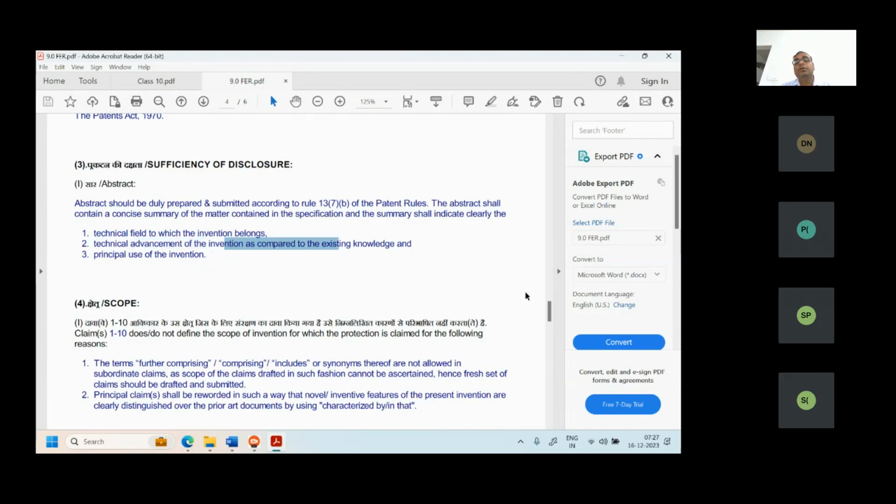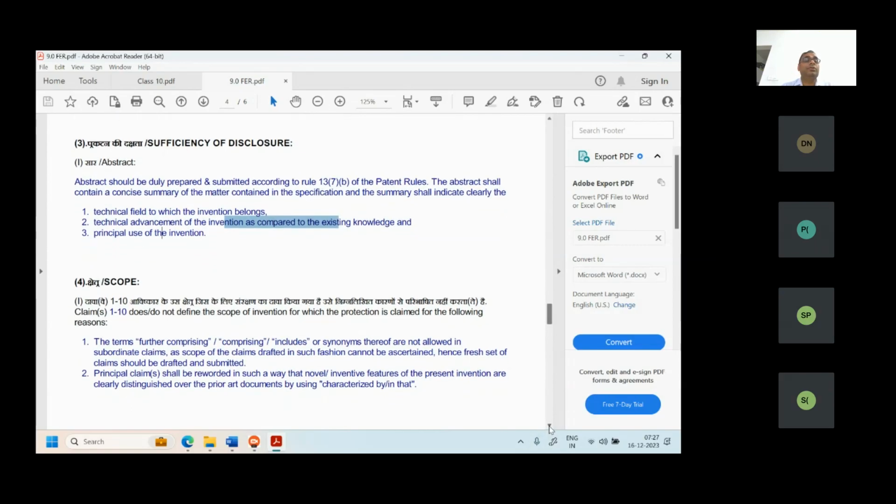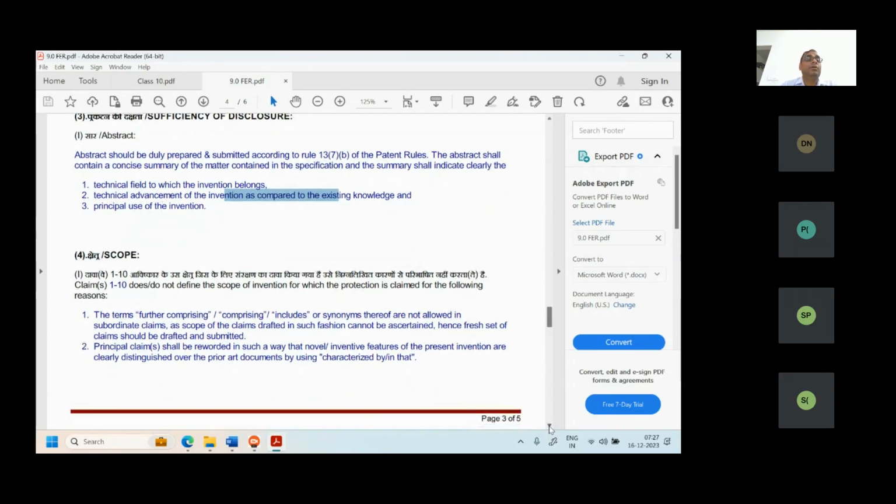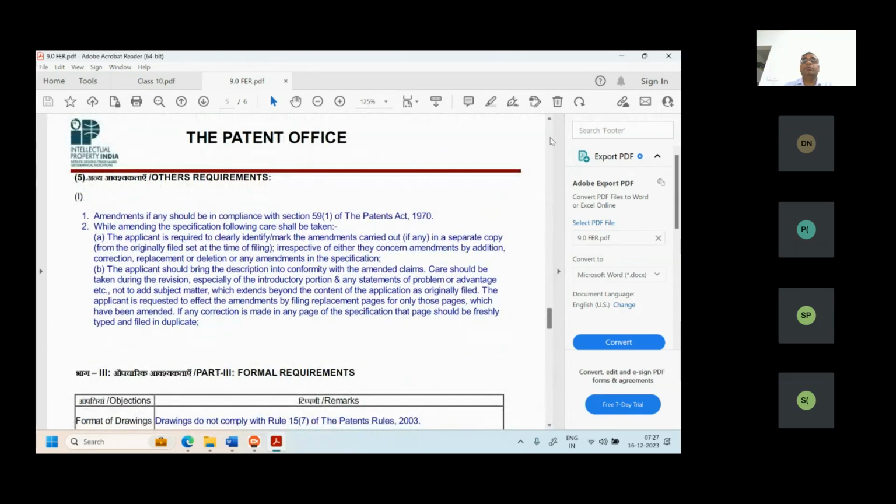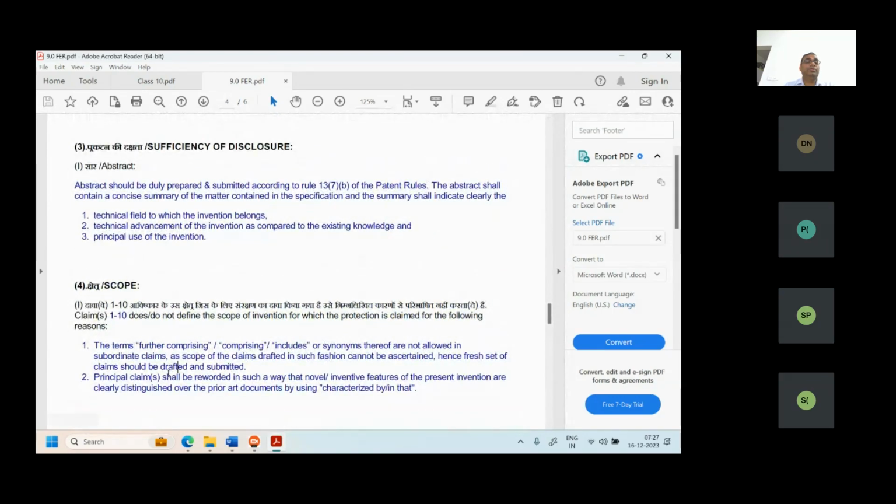As we have discussed earlier, just go for that. Then comes scope. Then they are talking about how "further comprising" includes synonyms that are not allowed in subordinate claims. What they are talking about is the scope, that it is not properly drafted. They are raising the objection that the principal claims shall be reworded in such a way that they are novel, inventive, and use "characterized by in that." So they are asking that it should be in the two-part claim format that we have discussed, the Jepson claims.